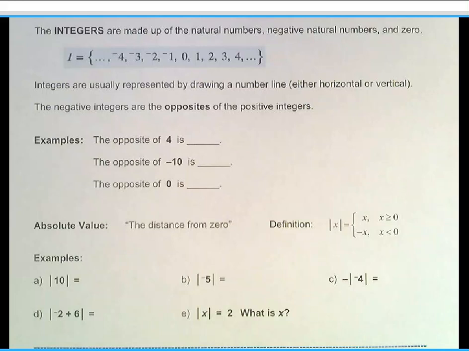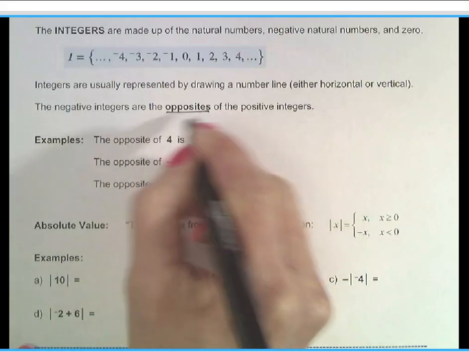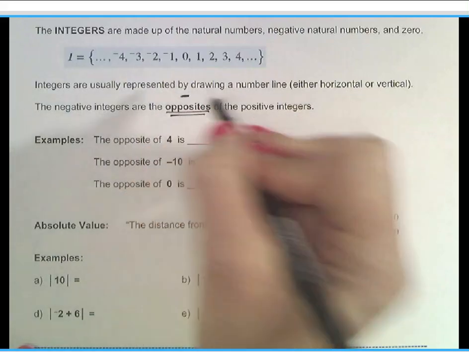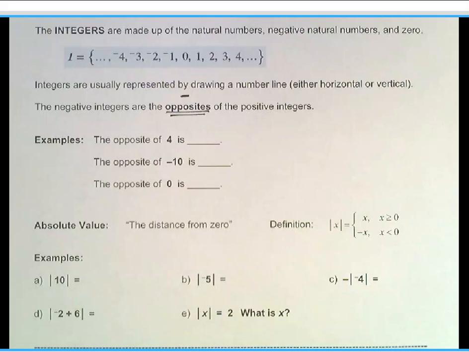So integers are usually represented by drawing a number line. I've always seen them horizontal. I guess you can also draw them vertical, but usually it's horizontal. And the negative integers are the opposites of the positive integers. So that word right there is important, that opposite means you're going to be negating or changing the sign.